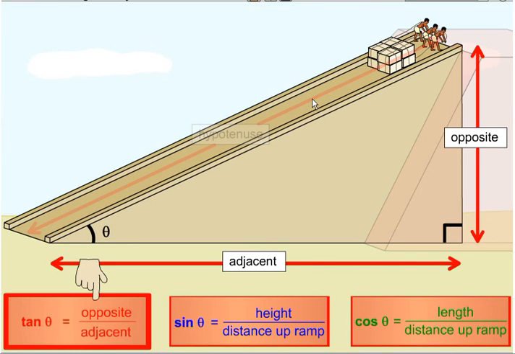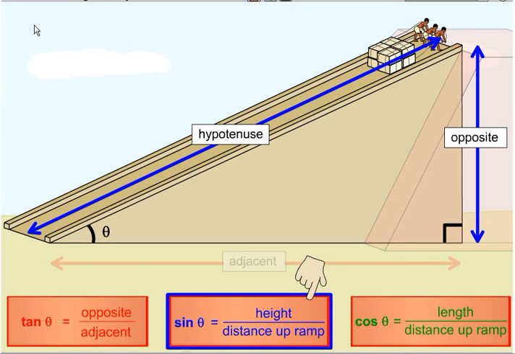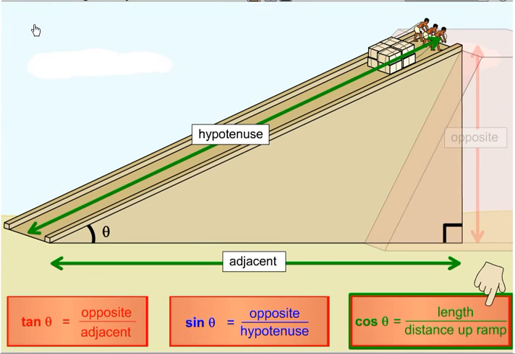Tan theta equals opposite over adjacent. Sin theta equals opposite over hypotenuse. And cos theta equals adjacent over hypotenuse.